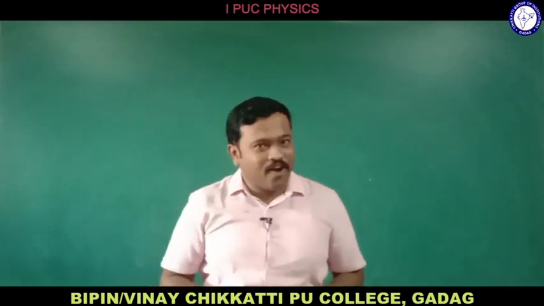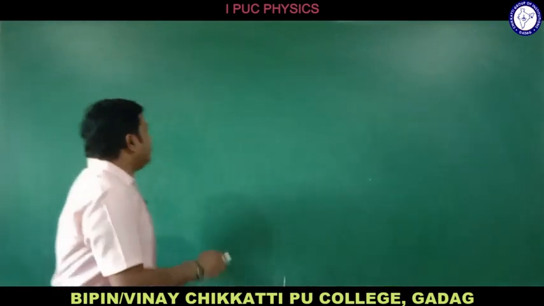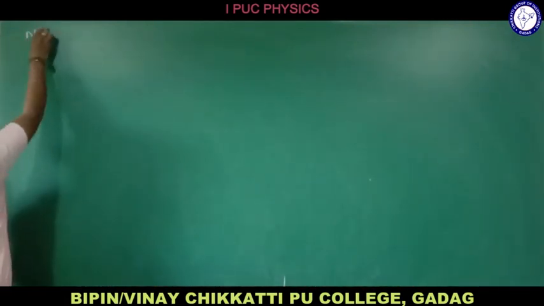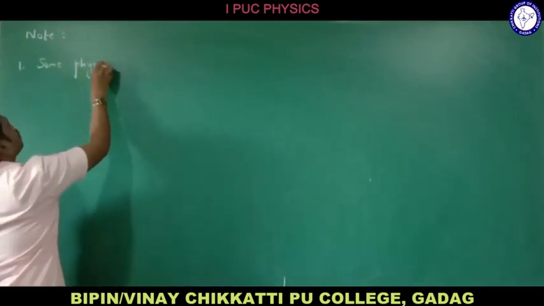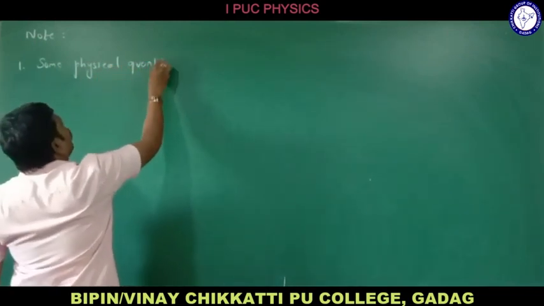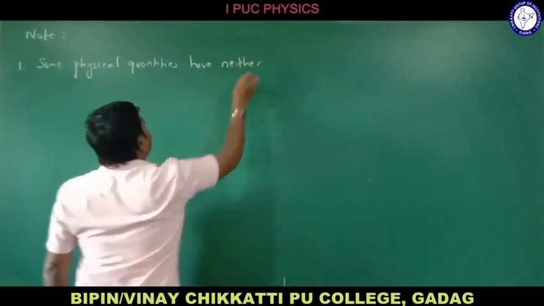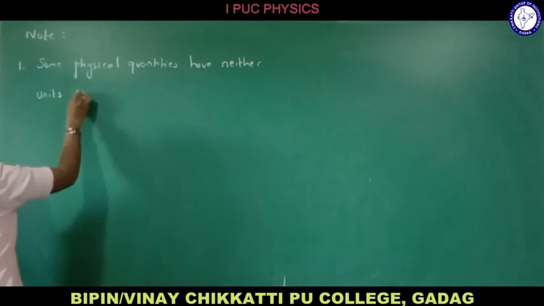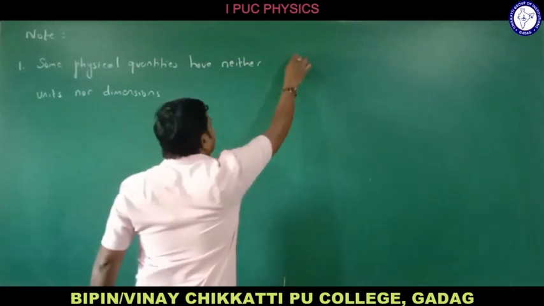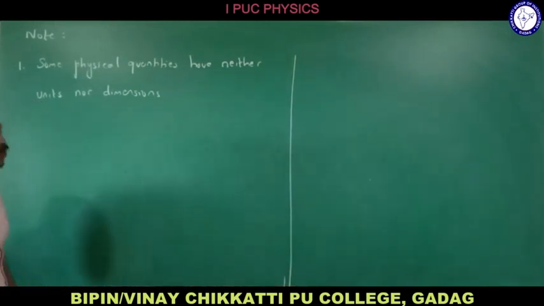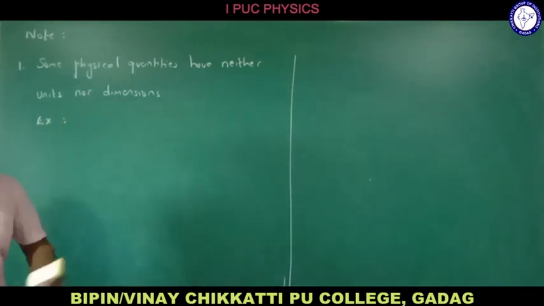All the physical quantities have units and dimensions, but there are some exceptions. Let us check it out. Let me take them under note points. Okay, first one. Some physical quantities have neither units nor dimensions. There are some physical quantities that do not have units as well as dimensions. So what are they? Let me take some examples of such quantities which do not have unit as well as dimension.